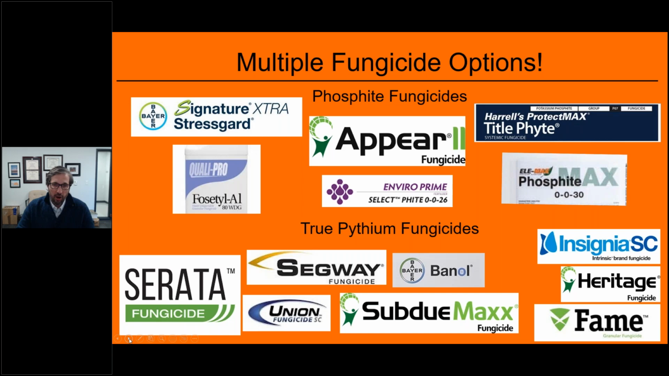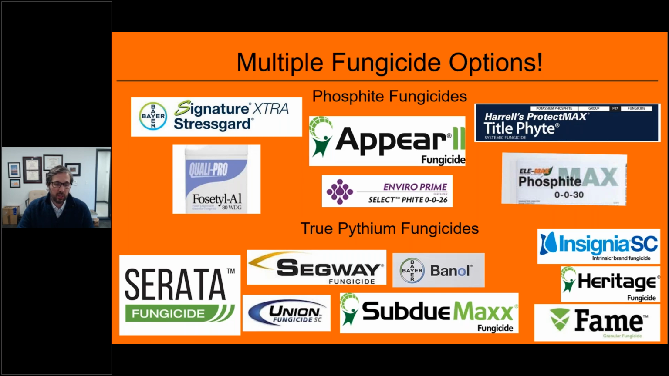Now, oftentimes when we talk about fungicides, we like to group our fungicides, and we have different types like the phosphites, and we have what I characterize here as true Pythium fungicides in terms of Segway, Banol, Subdue, Union, which also includes Segway, and this newer product called Serrata. But then we also have the QOIs and Insignia, Heritage, Fame, and so forth. So you do have some different options.